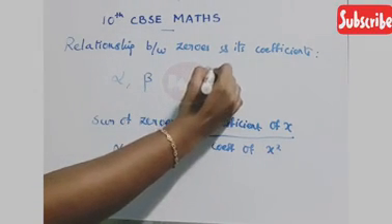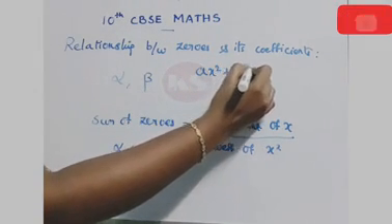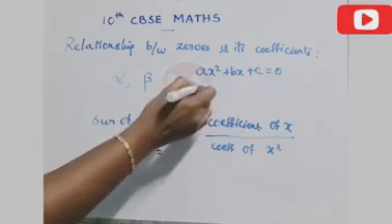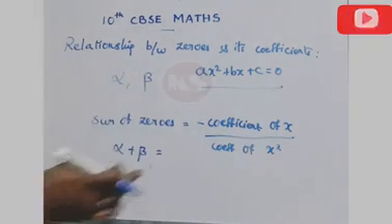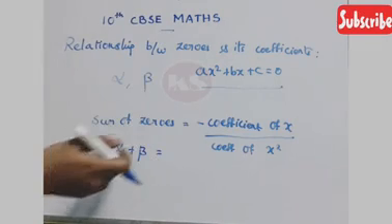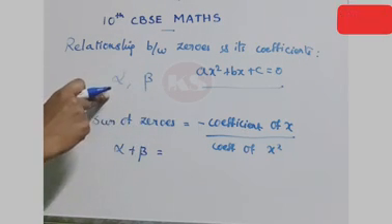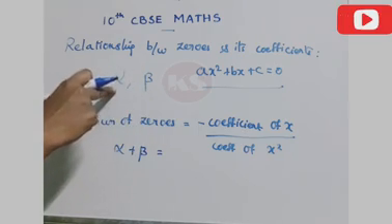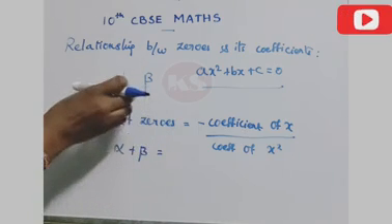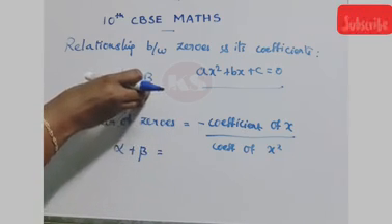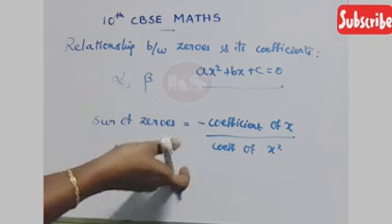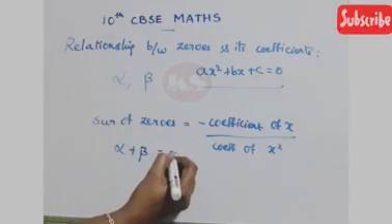This will represent ax squared plus bx plus c is equal to 0. This is the polynomial we are having. From this equation, we'll find out the formula. So we are going to define the zeros as alpha and beta, right? So sum of zeros, we are going to add these zeros. So alpha plus beta is equal to minus of coefficient of x.